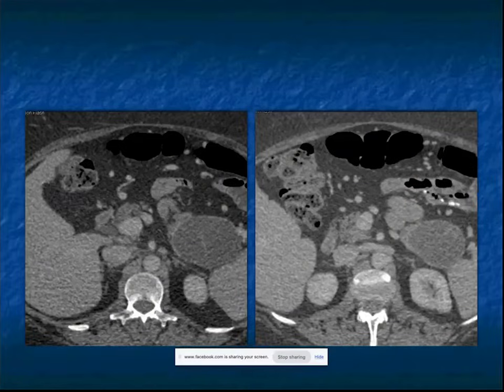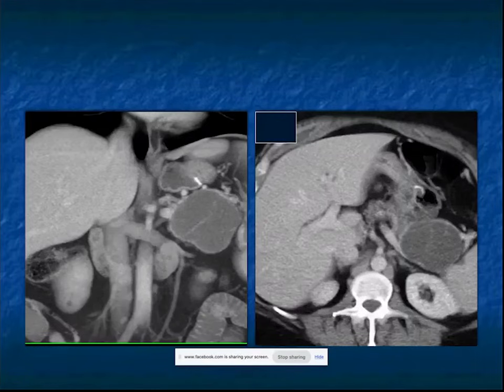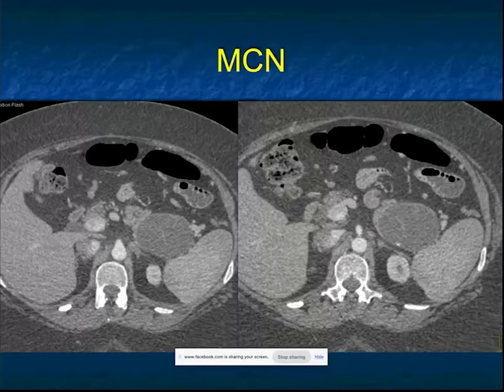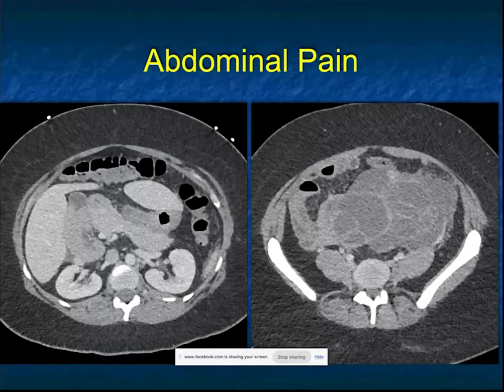Here it is with a few more images, septations, some rim enhancement, and this was a mucinous cystic neoplasm, or MCN, a really important diagnosis.